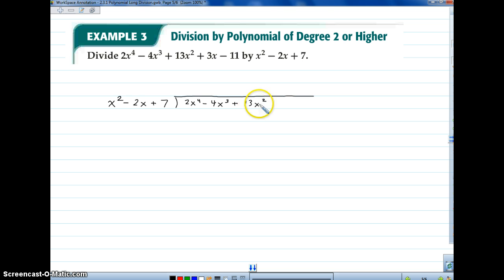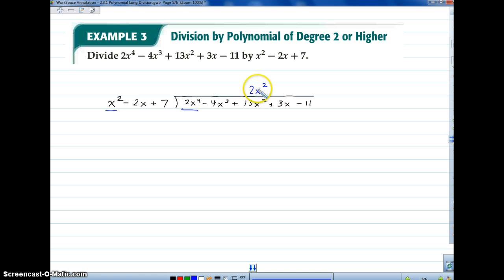So we have a place for every single type of term: the fourth, the third, the second, the linear, and the constant. We're going to take our leading terms and divide them. 2x to the fourth divided by x squared is 2x squared. So we get to jump all the way over to our x squared column, 2x squared.